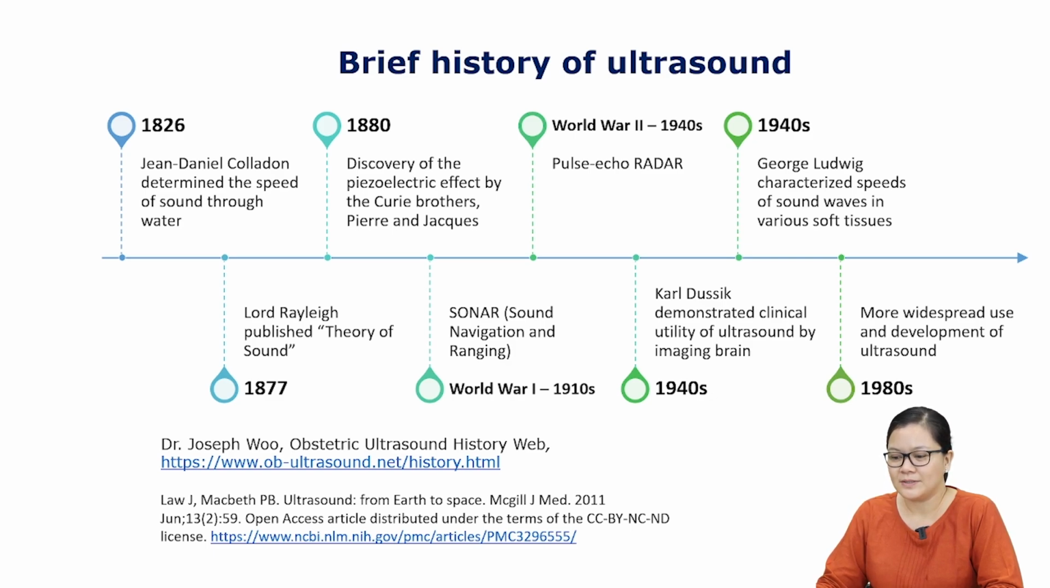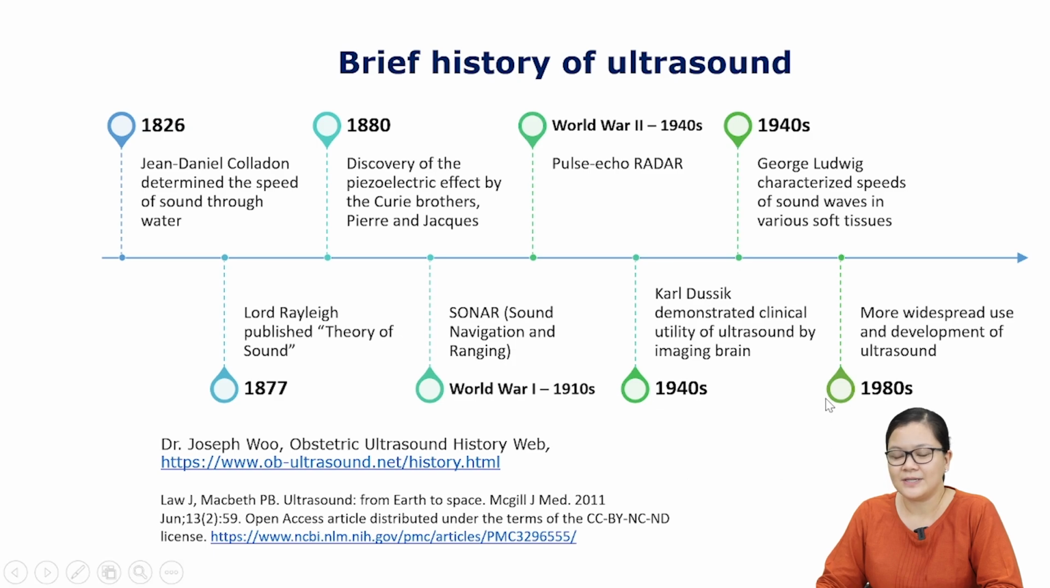Thereafter, in World War I in the early 1900s, sonar was developed. Sonar is the sound navigation and ranging system, which utilizes hydrophones to be able to detect sound underwater. Now, this was a technology that was used to detect submarines underwater to detect where the enemies are. And subsequently, in World War II, in the 1940s, pulse echo radar was developed. And many of the fundamentals in pulse echo radar are currently used for ultrasound imaging.